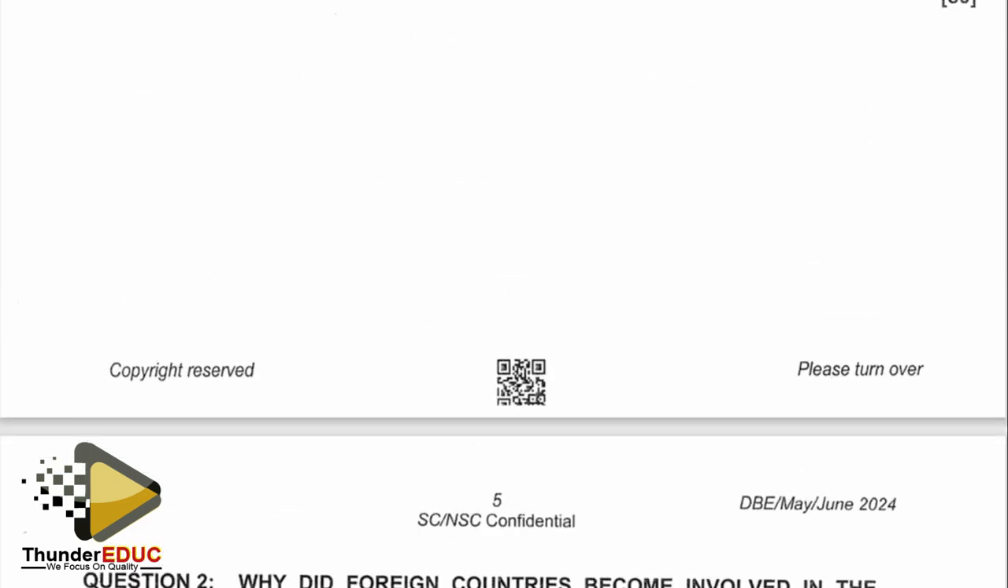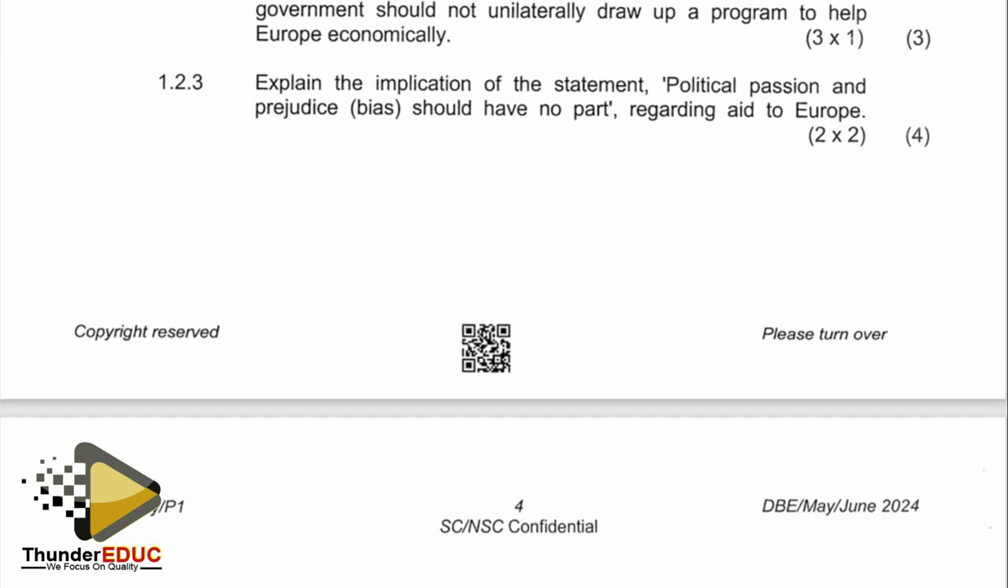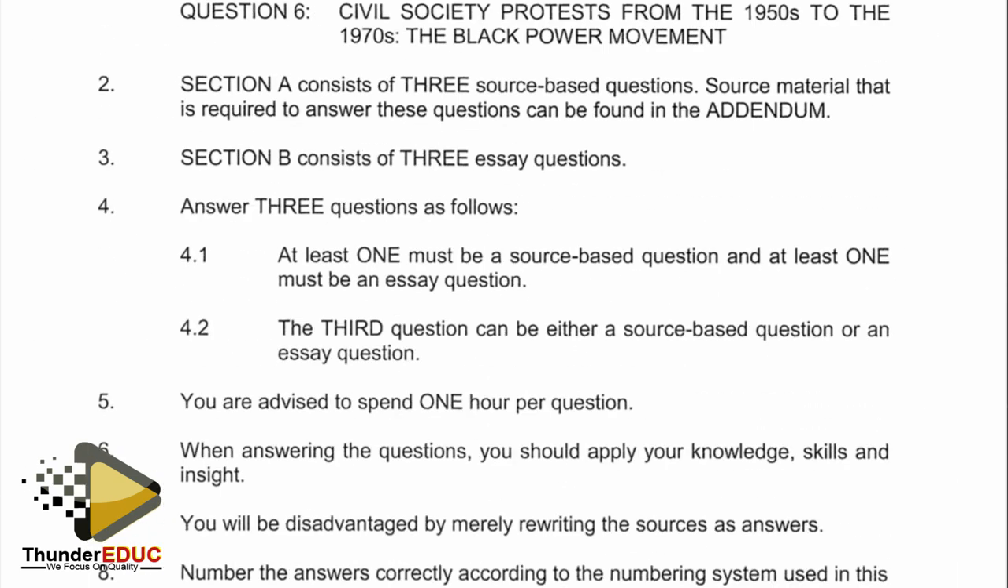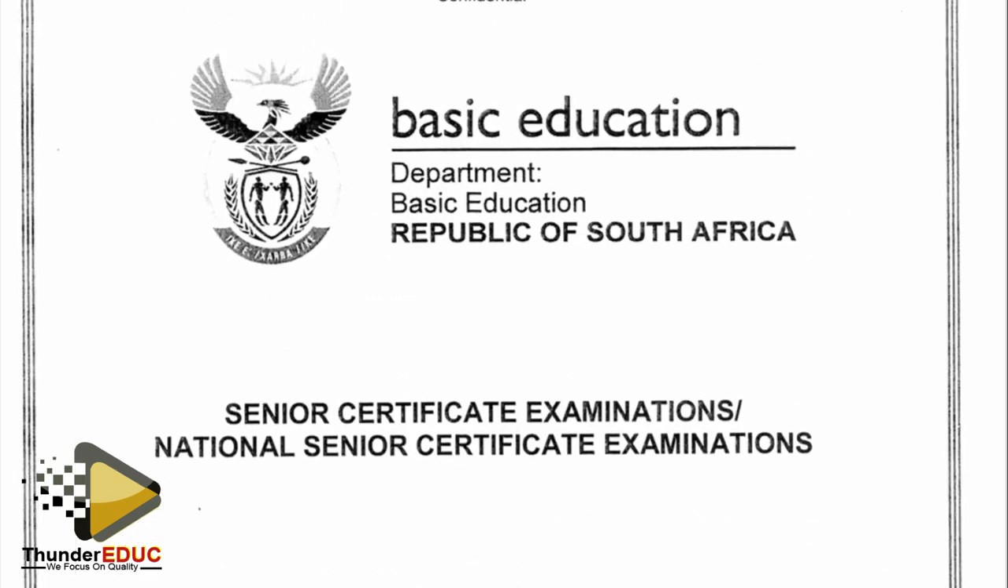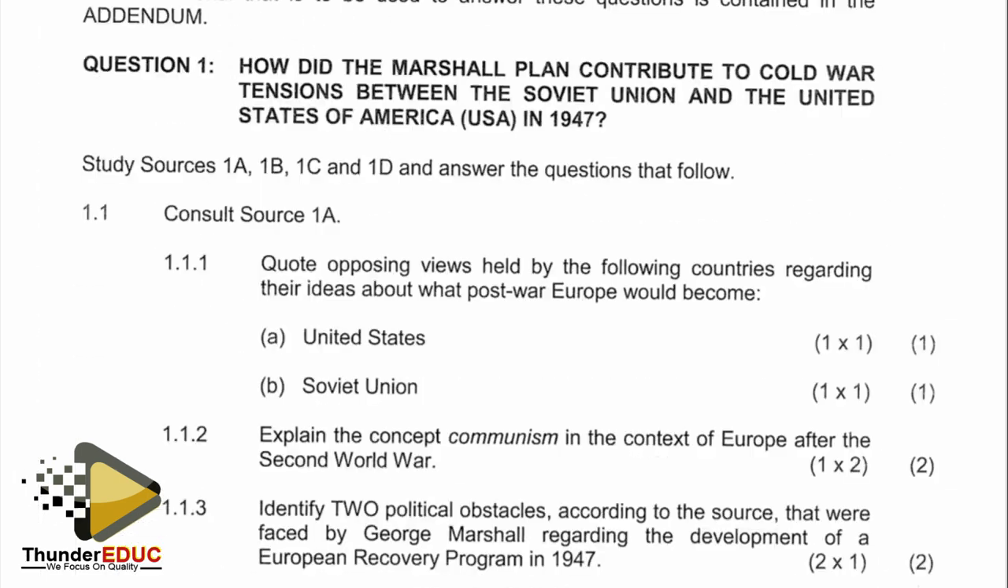When you are concluding, you are just summing up your key points without repeating them the way you said them, and you cannot introduce a new aspect in the conclusion. Then you should also note that a 1 by 2 is a question that requires you to give a detailed explanation that is going to give you 2 marks.